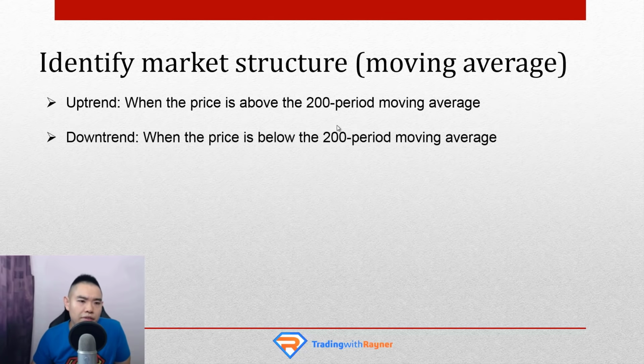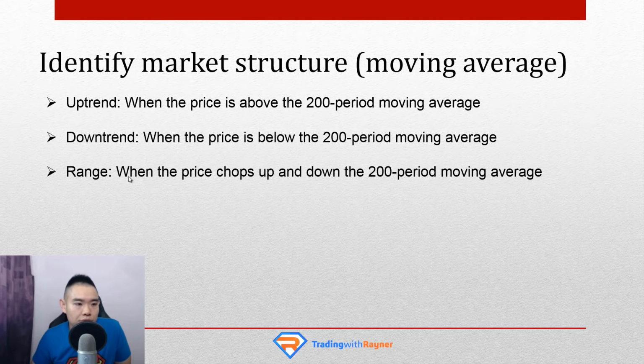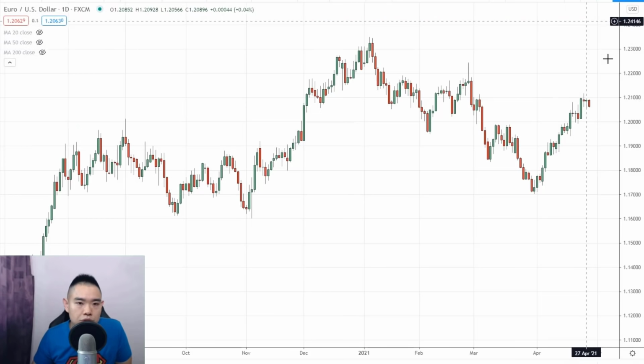Some of you might be wondering, hey Rayner, why the 200-period moving average? Well, there's really nothing magical about this, but when we use 200, it takes into consideration 200 bars on your chart. So it will give you a long-term guideline as to whether this market is heading higher or lower. It's a way to help you define the long-term trend. And finally, the market is in a range when the price chops up and down the 200-period moving average. So let me just show you.